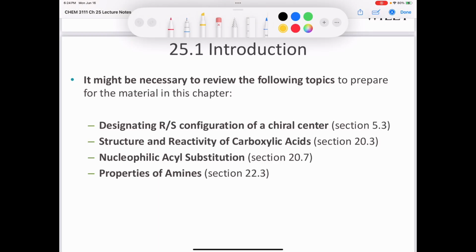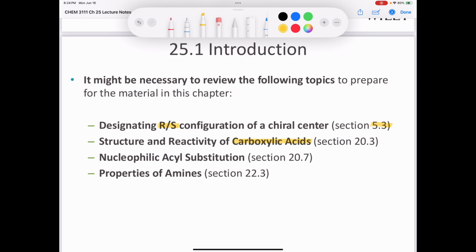Before we get into the bulk of the material in this chapter, it might be useful to review some things that we've already taken a look at. One thing is you might want to go back and review the Cahn-Ingold-Prelog rules for designating the R/S configuration at a chiral center. This is something that was covered in Organic Chemistry 1. Then the structure and reactivity of carboxylic acids, so lots of chemistry associated with carboxylic acids. Also, nucleophilic acyl substitution, which is also in the carboxylic acids chapter.